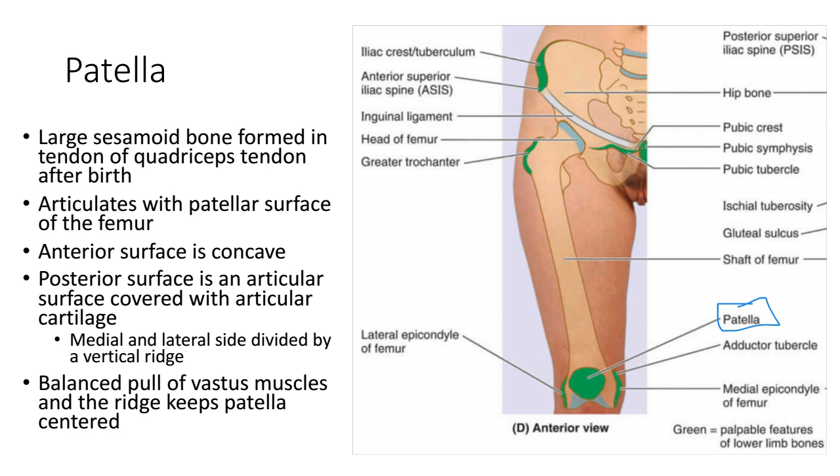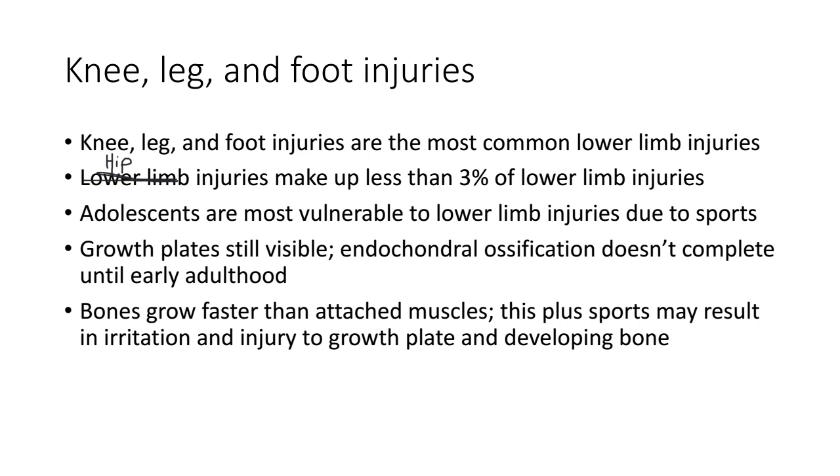The anterior surface of the patella is concave, and the posterior surface is an articular surface that's covered with articular cartilage. The medial and lateral side of the anterior surface is divided by a vertical ridge. The patella is balanced by the pull of the vastus muscles, and the ridge keeps the patella centered in the middle of the knee. Knee, leg, and foot injuries are the most common lower limb injuries.